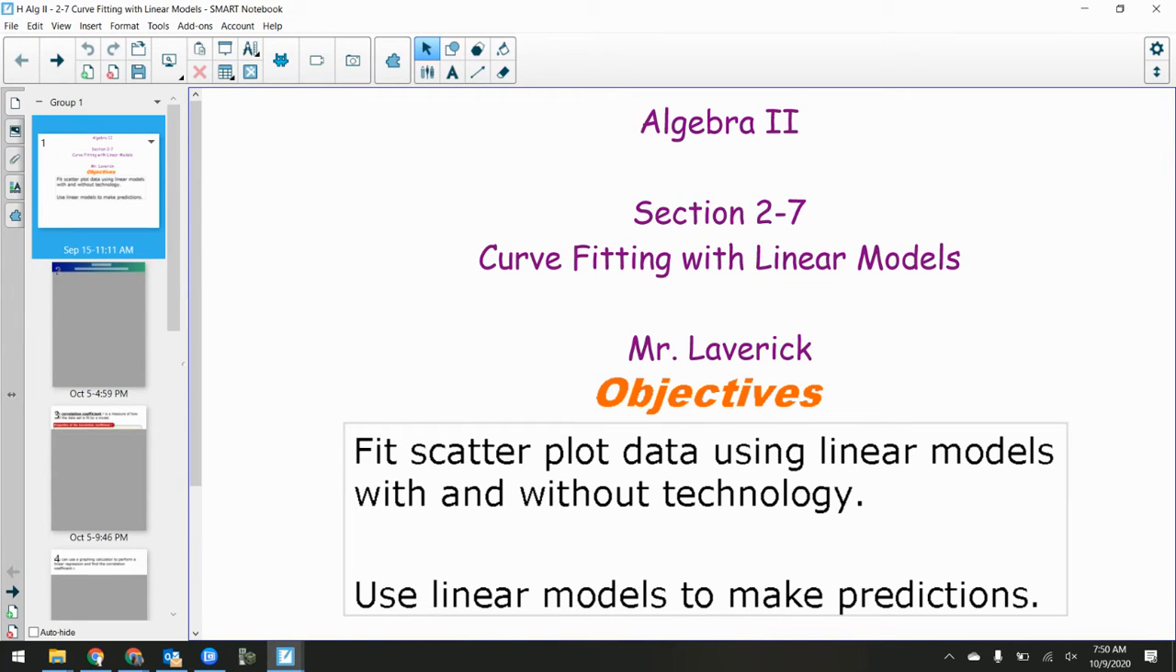All right, so section 2.7 is called curve fitting with linear models, which sounds really weird. You see the word curve and then the word line. But the gist of this lesson, and of this whole chapter, has been how do we create an equation? Given 2 points, a point and a slope, a perpendicular line, or a parallel line, how do we create an equation? We're going to extend upon that here.